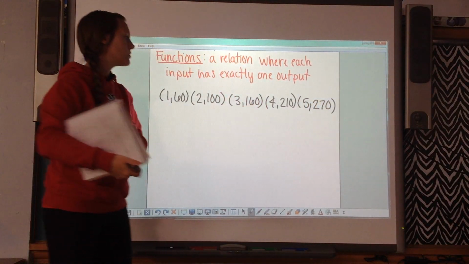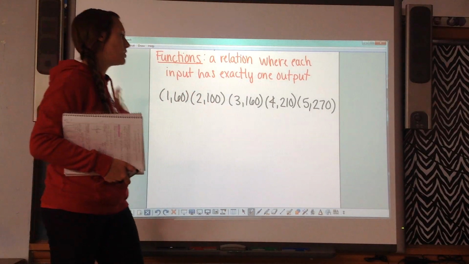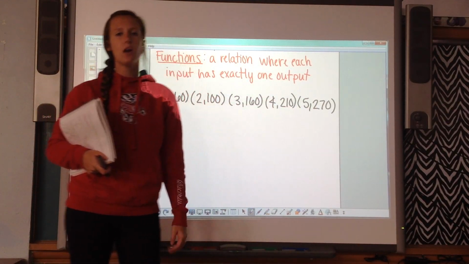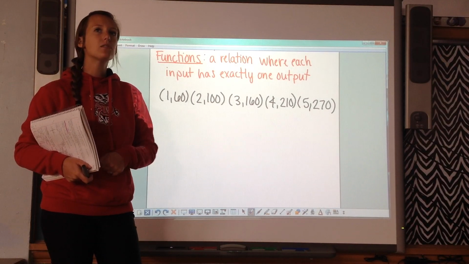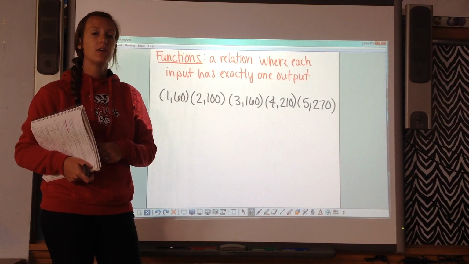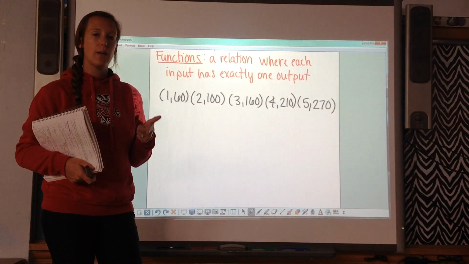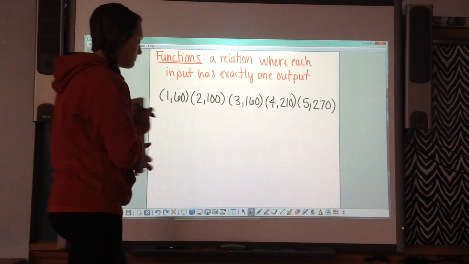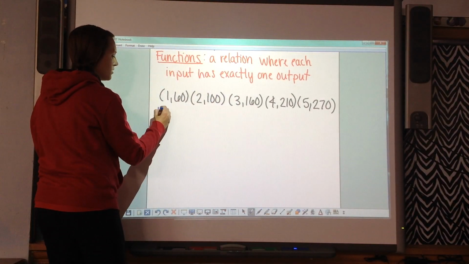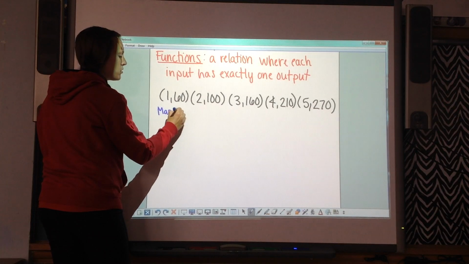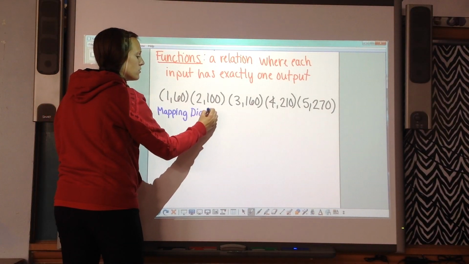We talked in the beginning of this video that there are different ways to represent a relation. Well, here's one way to represent a relation, but it's hard to tell if it's a function by using ordered pairs. It's easier to tell if it's a function if you use a graph or a mapping diagram. I'm going to start with the mapping diagram. You don't have to use both, unless the directions ask you to.